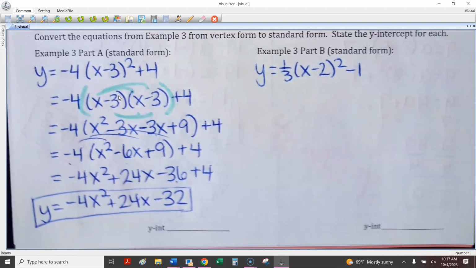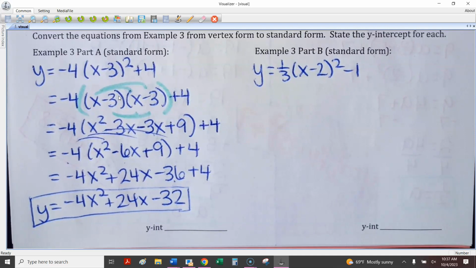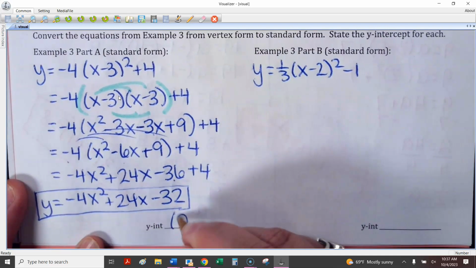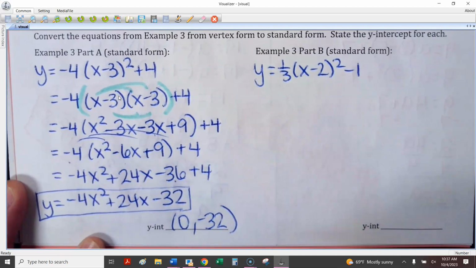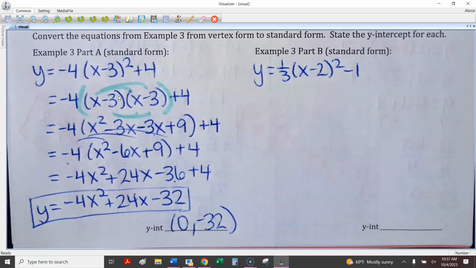Now, in standard form, you can just see the y-intercept. Does anybody know what it would be for this question? 0, negative 32. It's just whatever that number is. So that's easy to see in that format. If you plugged in 0, it wipes out those first two terms from standard form and leaves you with the constant.